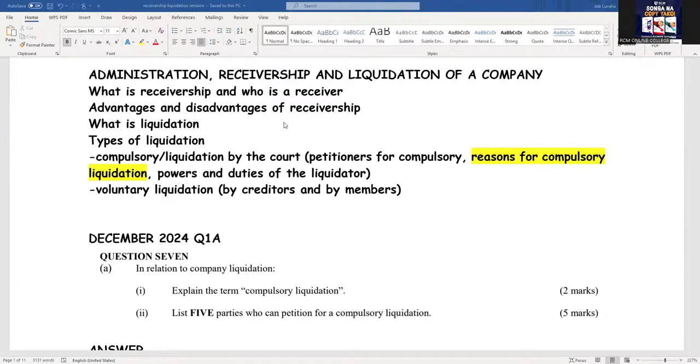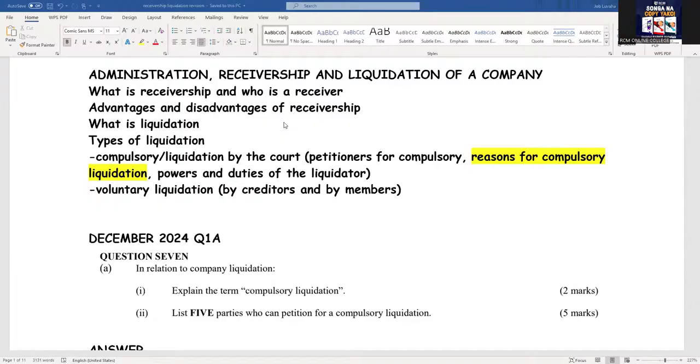But apart from compulsory liquidation, or what we call liquidation by the court, we have other 2 kinds of liquidation. So I have compulsory liquidation, which we also call liquidation by the court. So it is liquidation instigated by the court, as a result of an order given by the court due to a number of reasons, which we looked at. So we have voluntary liquidation, but you can split it into 2. So that gives us 3 forms of liquidation.